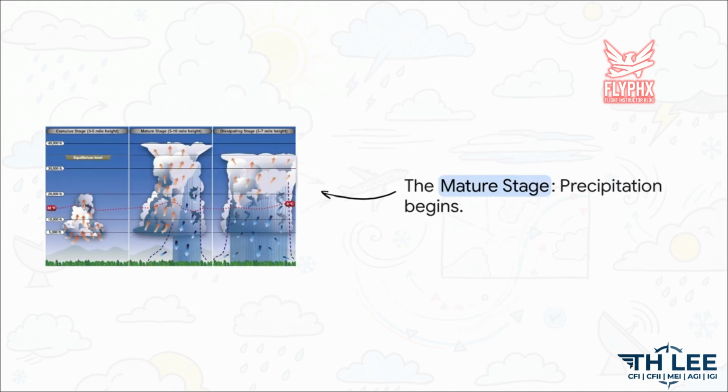Right around that 15-minute mark, we hit the mature stage. And this is the most violent, critical phase of the storm's life. It officially begins the very moment precipitation starts falling from the cloud base. The water drops have simply grown too massive to be supported by the updrafts anymore. Now, the storm turns into a vicious, chaotic mix.